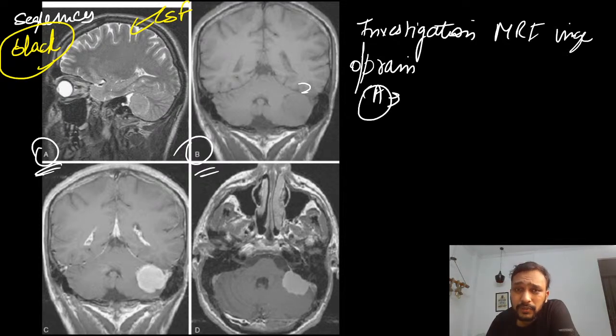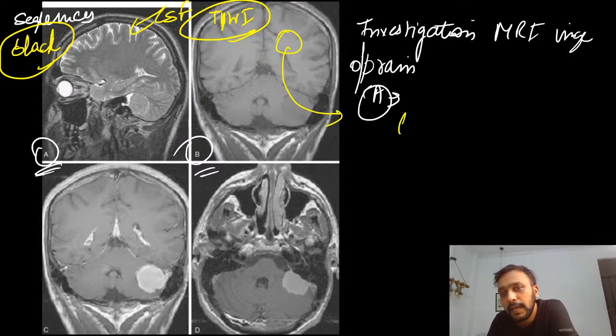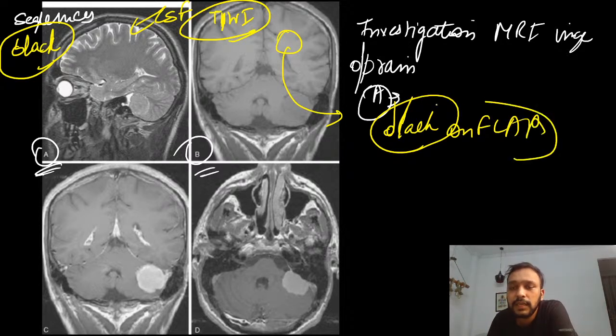Okay, I want you to identify the white matter because you will get confused. Because in T1 weighted image also, the CSF is black, and in FLAIR also CSF will be black. But what is the difference? The difference is that your white matter will be black on FLAIR image. But if you see a T1 weighted image, the white matter will be white.